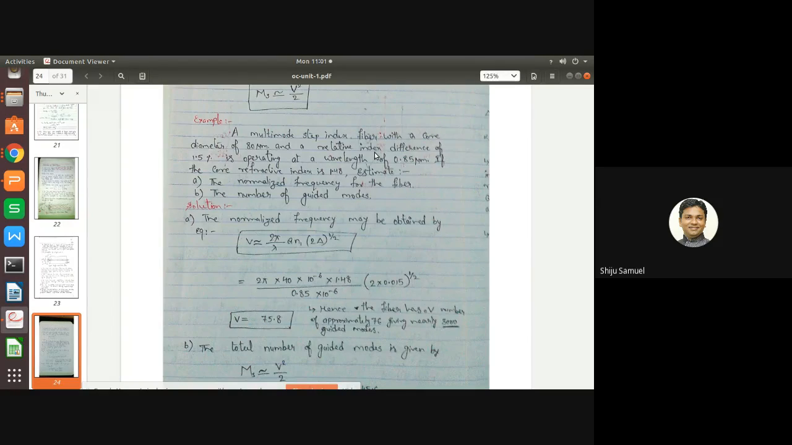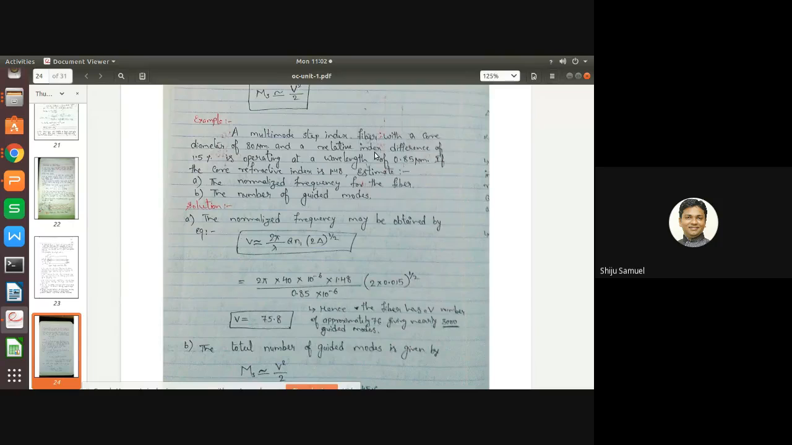I will read this numerical first. A multi-mode step index fiber with a core diameter of 80 micrometer. Okay, core diameter 80 micrometer. It is mentioned. So what happened? Core diameter 2A equal to how much? 80 micrometer. If you have book and pen, you just note down also.